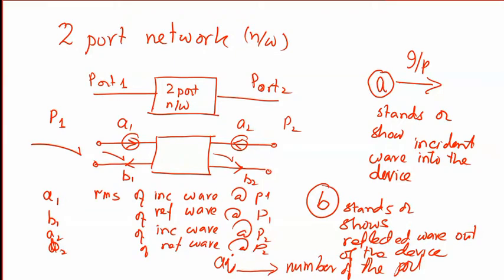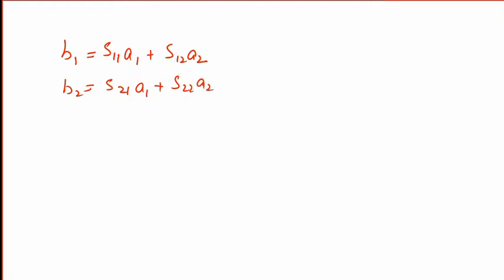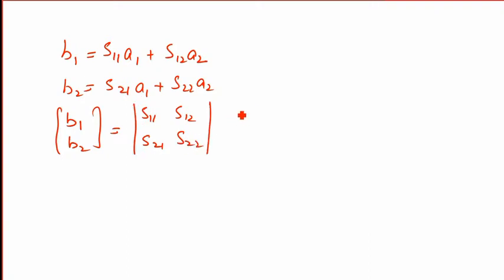So what's the relation between this incident and a reflected wave? It is in this form: B1 is S11 A1 plus S12 A2, and B2 is S21 A1 plus S22 A2. In matrix form we are going to write it like this: B1, B2 equals the matrix S11 S12 S21 S22 times A1, A2.